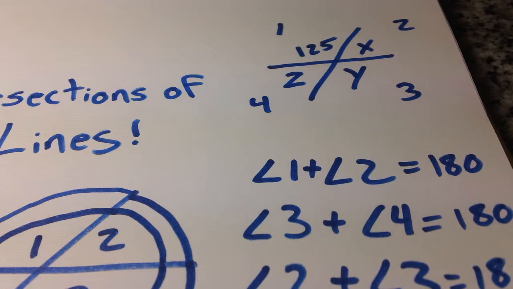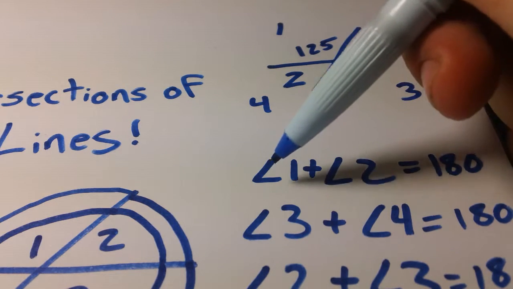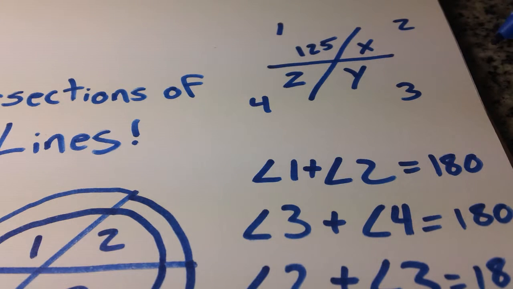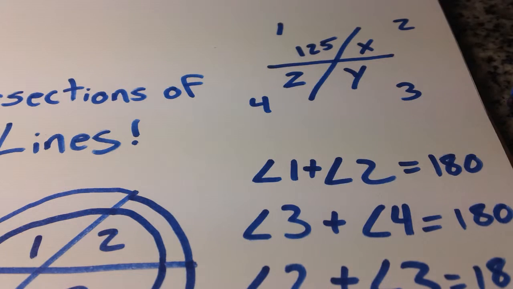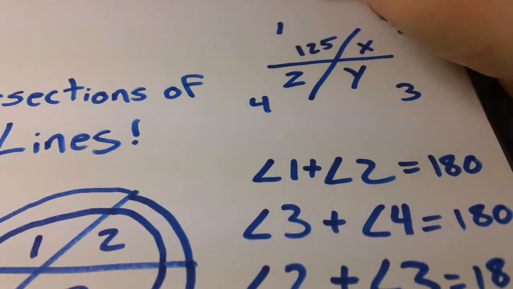Now, I always just like to find x first. I mean, that makes sense, right? So, to find x, we know angle 1 and angle 2 is what we should be looking at. We'll find an equation that fits both of those angles, angle 1 and angle 2, so we know they equal 180. Let's set this up.